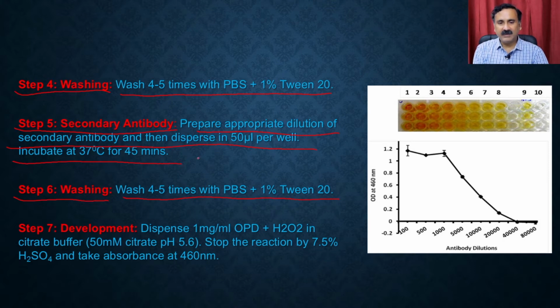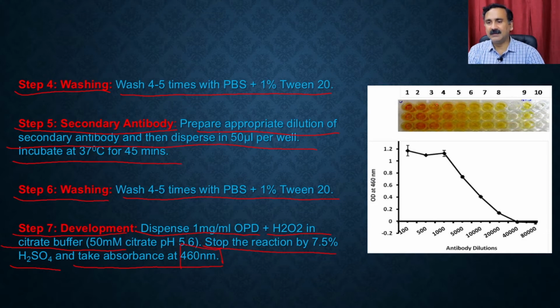So after every antibody you are going to do a washing, and then ultimately you are going to do the development. So you are going to dispense 1 milligram per ml OPD plus H2O2 in a citrate buffer. And then you stop the reaction with 7.5% sulfuric acid and take the absorbance at 460 nanometers.